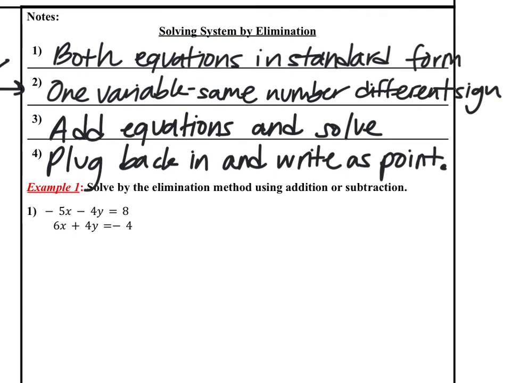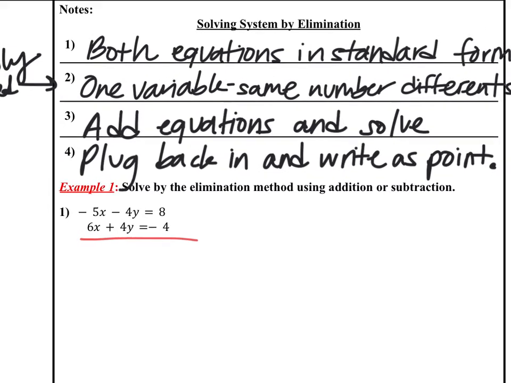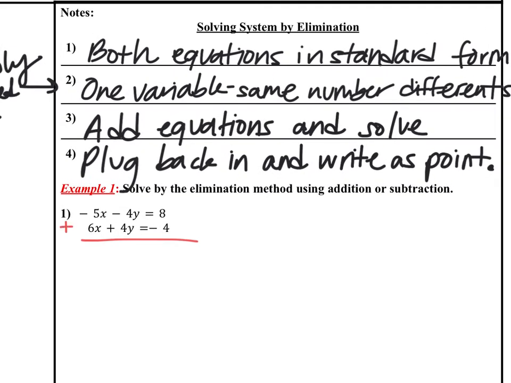We have, to start with, step 1. Both of these equations are in standard form because x and y are on the same side and the other numbers are on the other side. They also have step 2 done, where it's the same number, different sign, because of the negative 4y and positive 4y. Because that's already done for us, we're just going to go ahead and add these equations together.